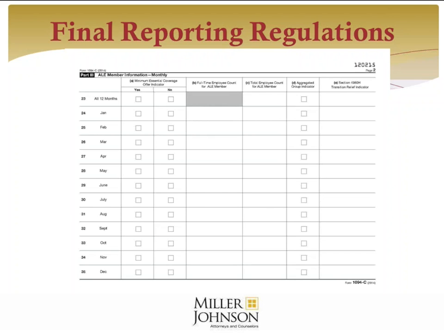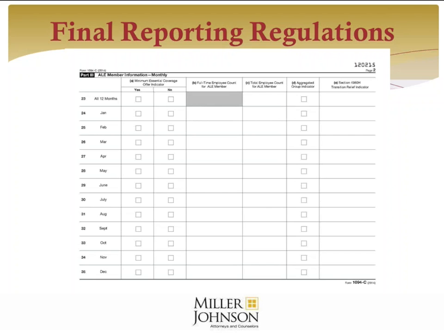But column B says full-time employee count for an ALE member. That is where you're going to enter your number of full-time employees. You will see they have shaded out in the top all 12 months. I believe in the final forms for 2016 that has become an option. However, your full-time employees is highly unlikely to remain the exact same in each month.